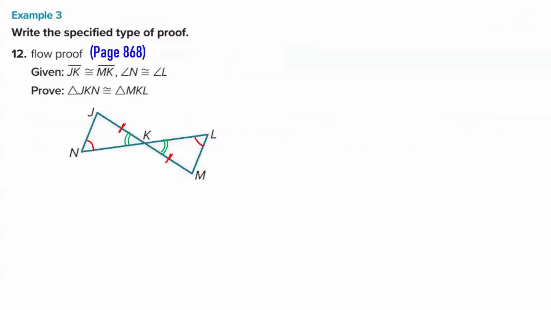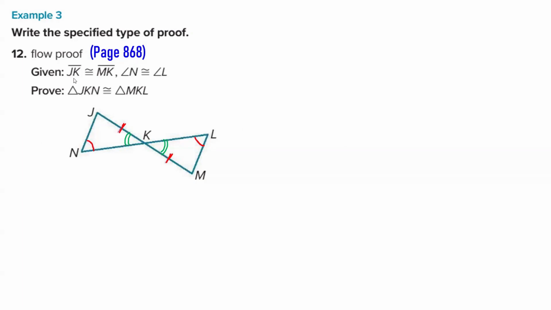And in this question, let's try to write a different type of proof. We have learned how to write a two-column proof, but actually this is not the only type. We have many types. One of these types is flow proof. Flow proof. So how to do that?